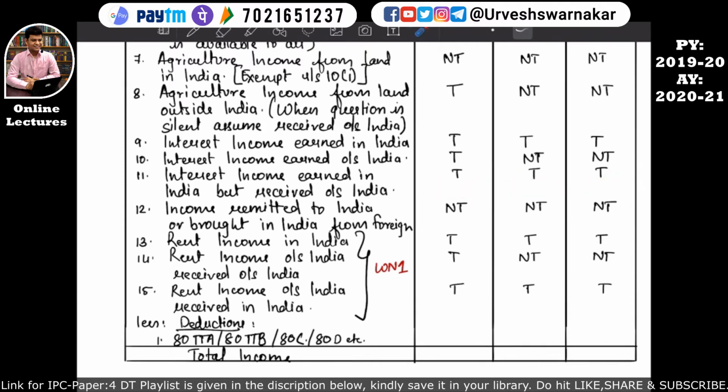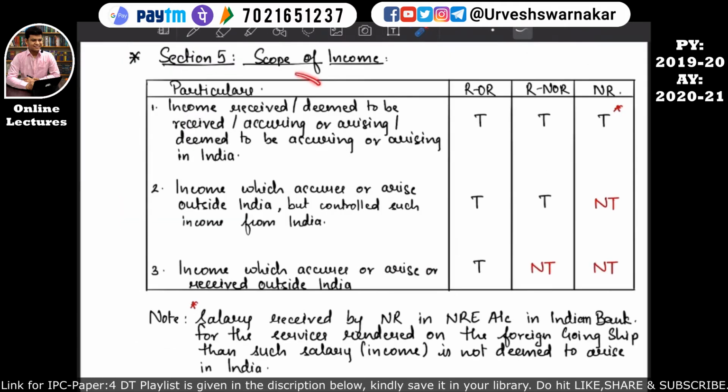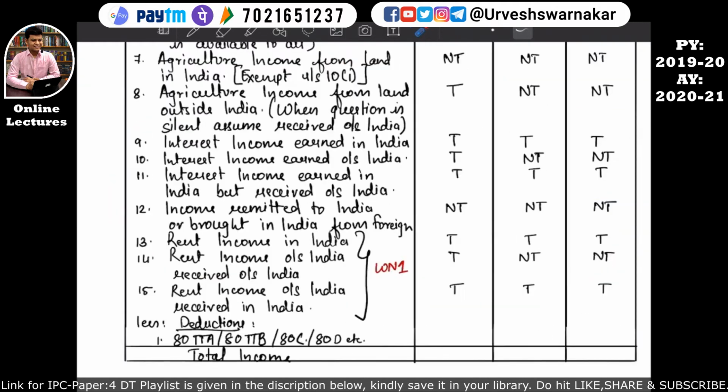Let's move on to point number 12. Point number 12 is important. It has not been covered in this table, because it is a completely simple thing. You don't need to understand anything over here.